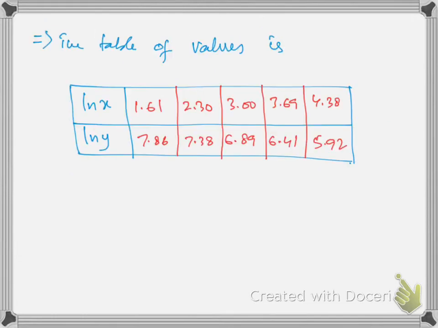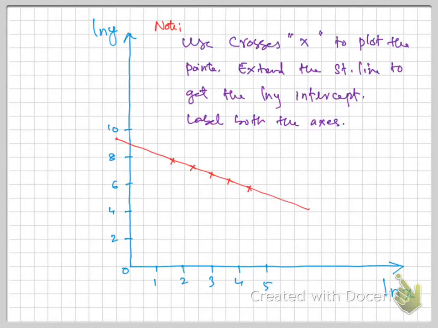The table of values is this, ln x and ln y. By using a calculator, you can get the values of ln x and ln y up to 2 decimal places. It's better to write the values up to 2 decimal places. This is the graph of ln y against ln x.